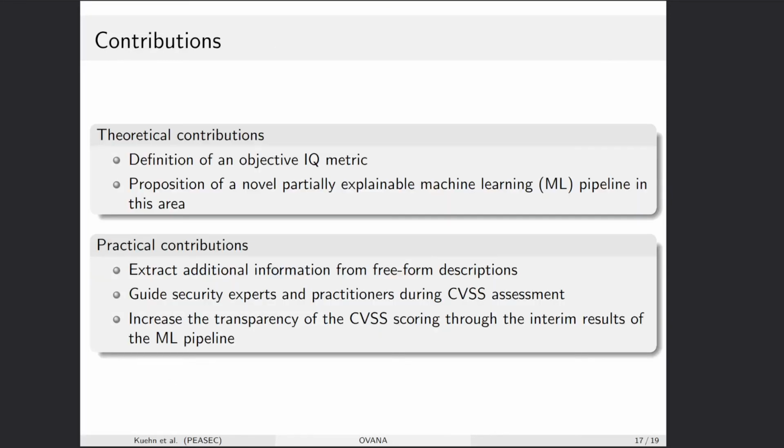This brings us to our contributions. We have 5 of them. 2 theoretical contributions, which are a definition of an objective information quality metric and the proposition of a novel partially explainable machine learning pipeline with the 2-step approach we used, and practical contributions which extract additional information from freeform descriptions, in our case the vulnerable function and vulnerable path, and we might be able to guide security experts and practitioners during a CVSS assessment due to the increased transparency of the CVSS scoring through the interim results of the machine learning pipeline.